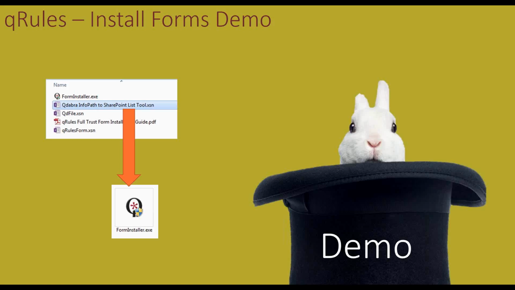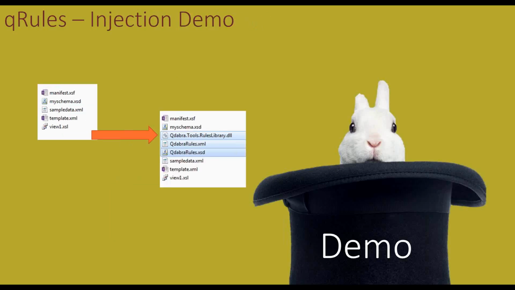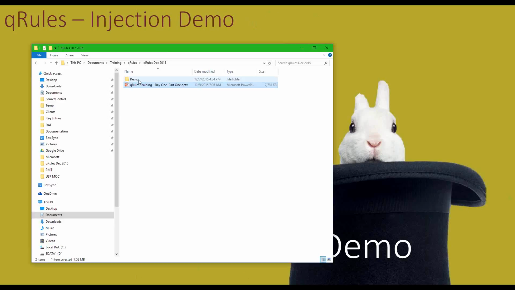So I'm going to do a couple of quick demos. I want to show you Forms Installer, which you have probably used, and talk about that briefly. It comes with qRules when you install it. And I want to do a little injection demo and talk about what all gets injected, because the more you know, right? So I'll see if I can figure out how PowerPoint works. I have my usual challenges here, and pop over to a couple of demos.